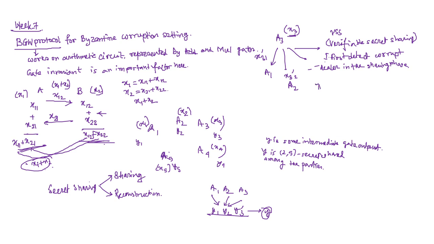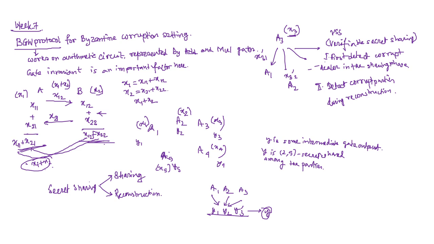There is another target, which is to detect corrupt parties during reconstruction, right. So during reconstruction, if some party is contributing a wrong share instead of the actual share, then that should be caught. So these are the targets for verifiable secret sharing.